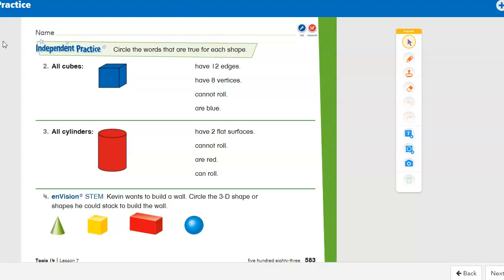And number 4, it says Kevin wants to build a wall. Circle the 3D shape or shapes he could stack to build the wall. So boys and girls, on number 4, think if you were playing with blocks. If you were playing with a bucket of blocks, if you wanted to build a very tall wall, what shape or 2 shapes would you use to build that wall? And it wants you to circle the shape that you would use.